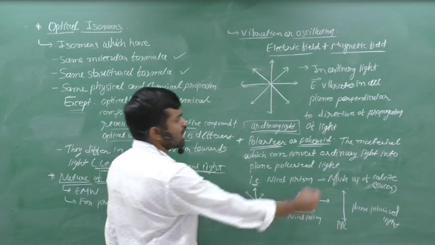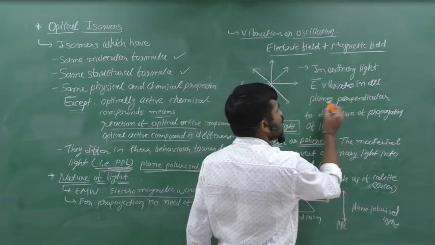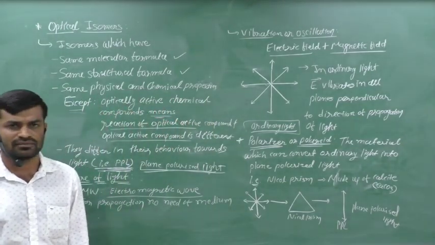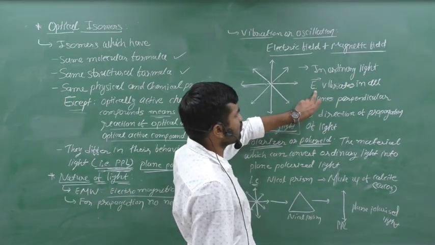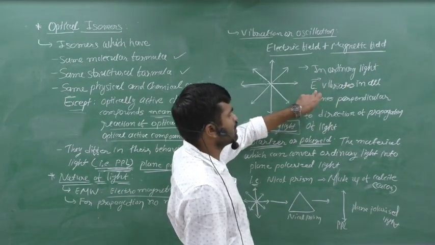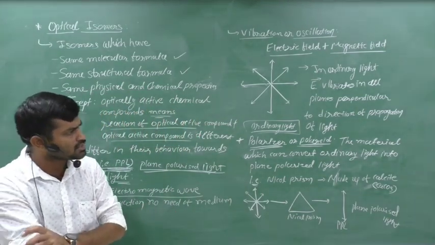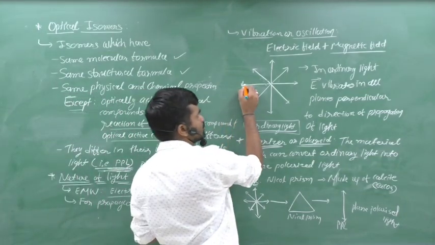In ordinary light, the electric field vibrates in all planes perpendicular to the direction of propagation of light. We can understand this point. In ordinary light, the electromagnetic wave or electromagnetic field vibrates in all planes perpendicular to the direction of propagation of light. It means it is like this.